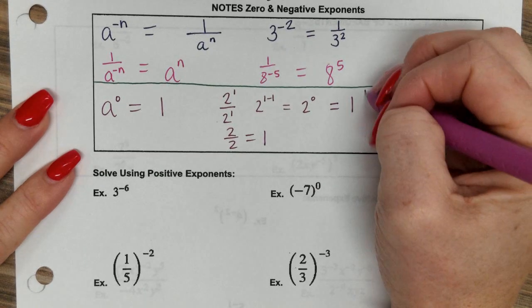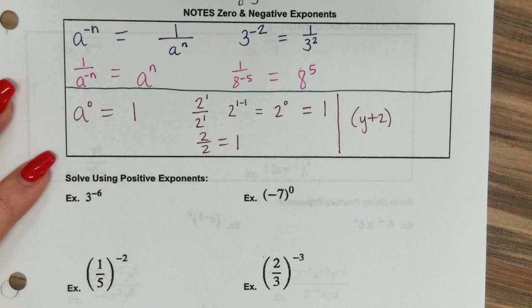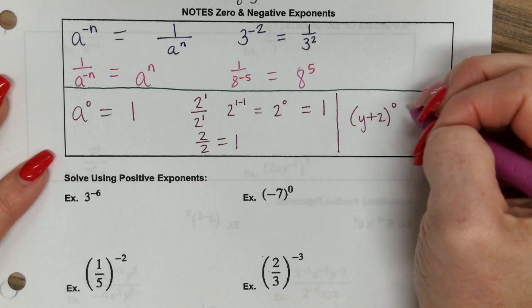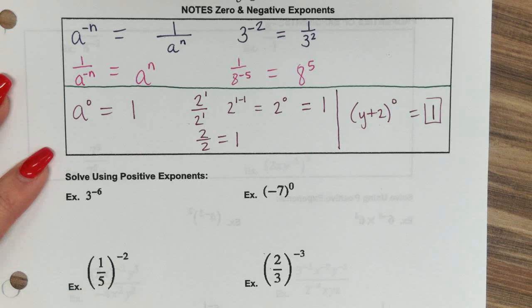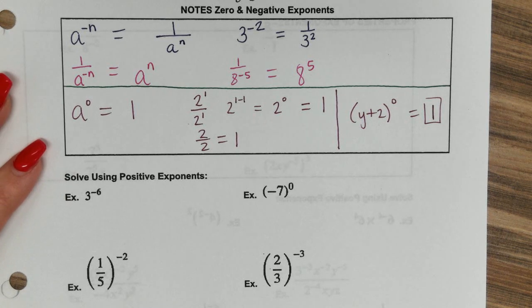Okay, over here, do this. y plus 2 in parentheses. Write it down, please. y plus 2 in parentheses raised to the 0 power is also going to have a value of 1. Anything raised to the 0 power has a value of 1.